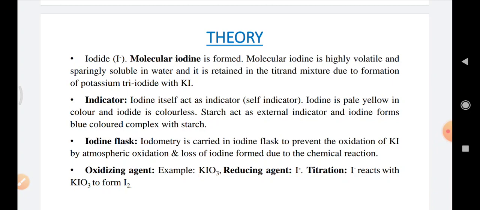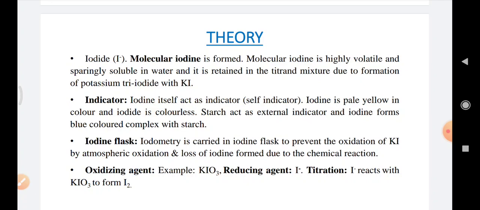What is the indicator? Iodine itself acts as an indicator. It acts as a self indicator. Iodine is pale yellow in color and iodide is colorless. Starch is used as an external indicator, and the iodine forms a blue colored complex with starch.